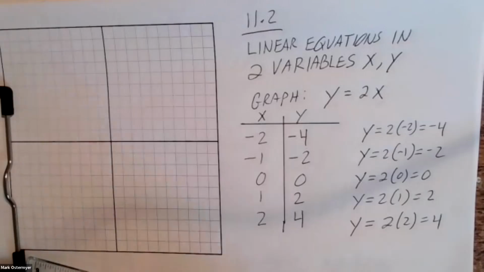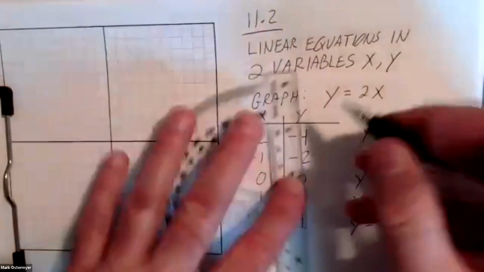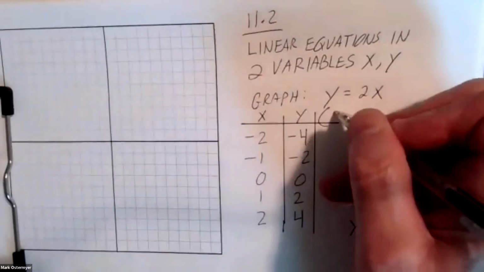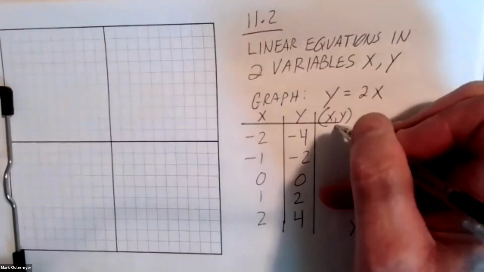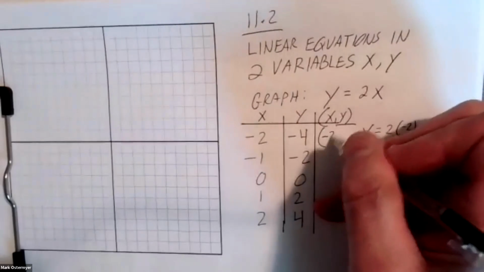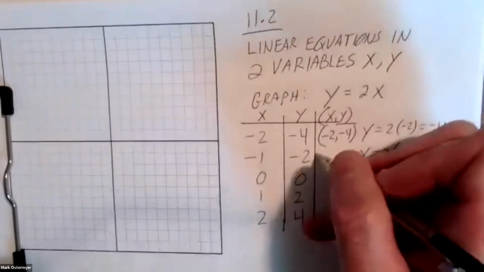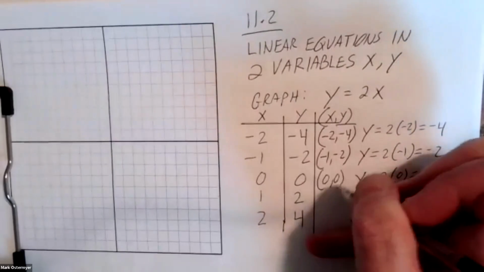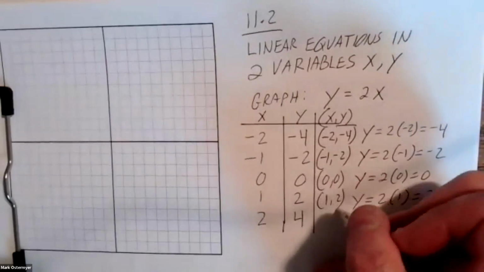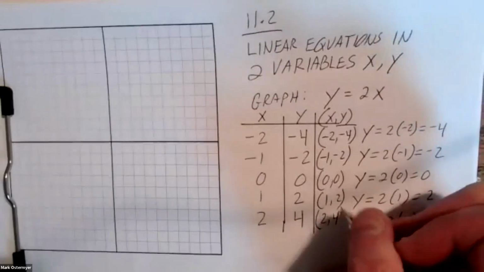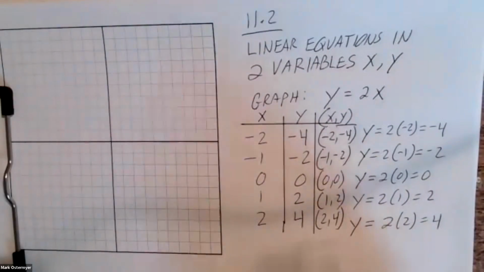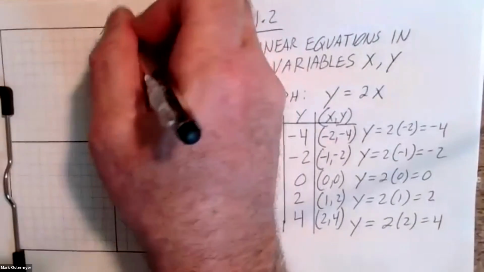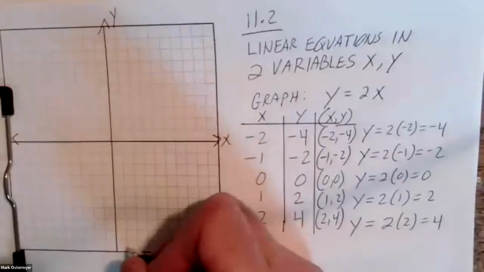All right, now we have ordered pairs that need to be plotted so that we can see them. I'm going to attach another column to this table called my ordered pair column. So we've got to plot -2, -4. We've got to plot -1, -2. We've got to plot 0, 0. We've got to plot the point 1, 2, and we've got to plot the point 2, 4. So let's take these points and plot them in the XY plane over here. This will be my x-axis. There's my y-axis. Please put arrows on the ends of your axes.